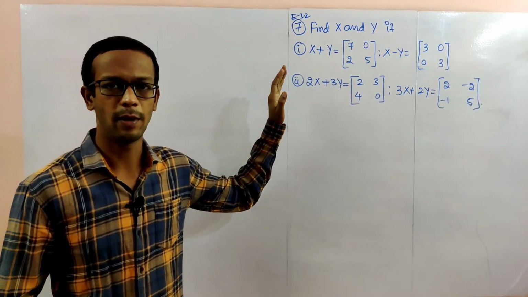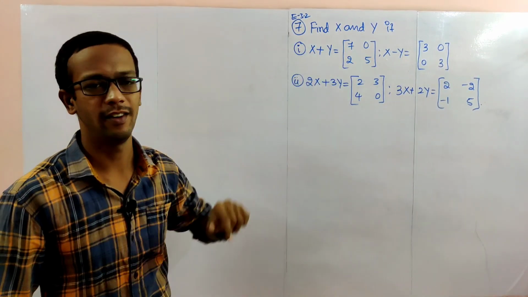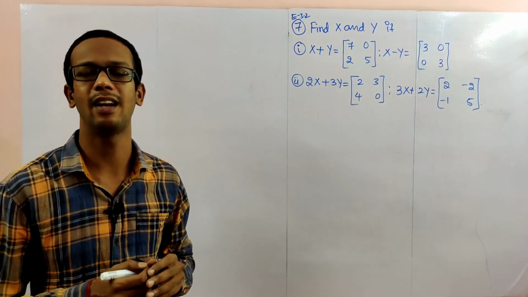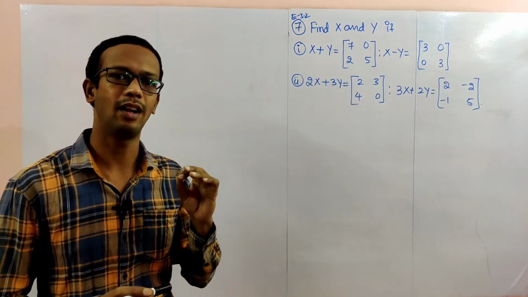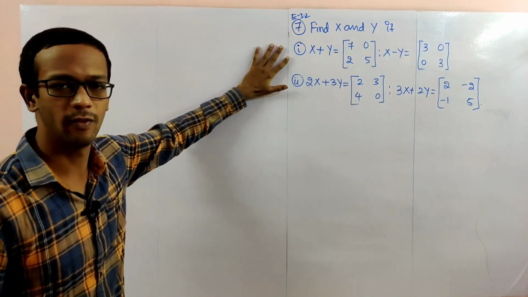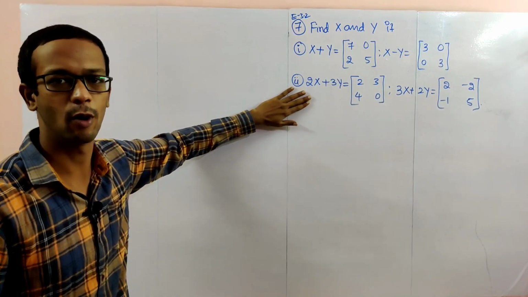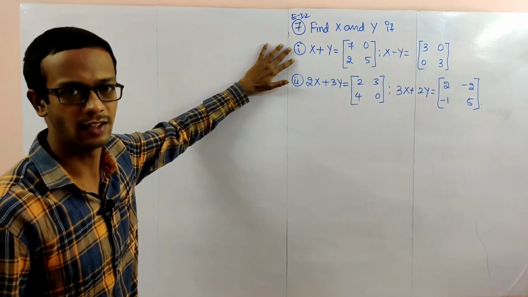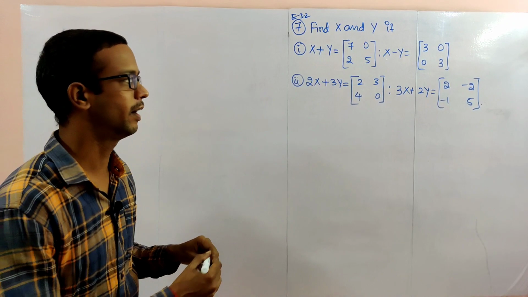Next, problem number 7 in the exercise. Find X and Y. Capital letters are there, which means we have to find matrices. Very important: capital letters are only used to denote matrices. So there are two problems, number 1 and 2. I'll explain the second problem, which is a different problem, and I'll briefly explain the first one. You can take that as homework. Now I'll explain the second problem here.